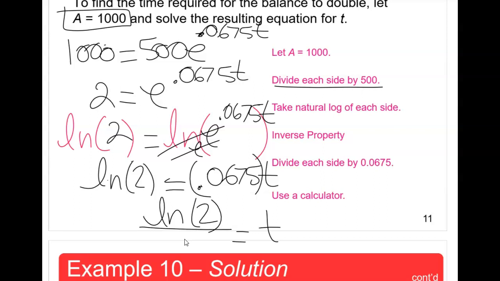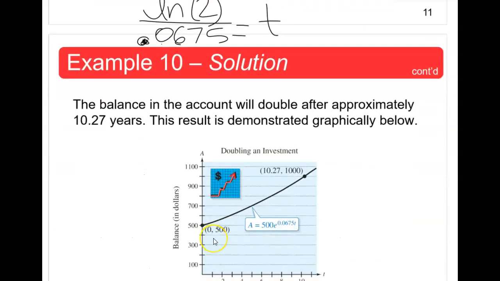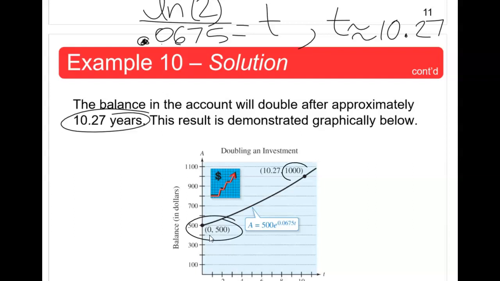So you will have to enter first on your calculator natural log of 2, then your division key, and then you can enter the decimal 0.0675, and you will get an approximation of 10.27. So you could see here, that's the amount of time that it will take for the 500 that were initially invested to turn into 1,000, 10.27 years. And that is at a continuous rate, compounding with a rate of 6.75. So 10 years.